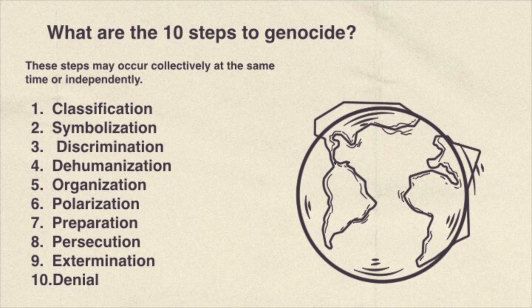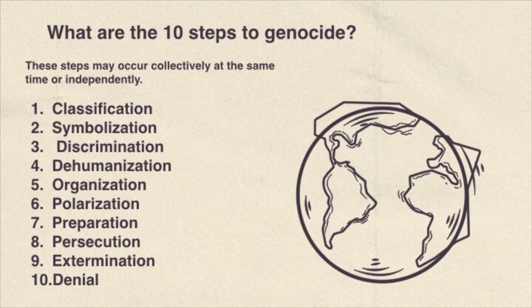The 10 steps to genocide may occur collectively at the same time or independently. They are classification, symbolization, discrimination, dehumanization, organization, polarization, preparation, persecution, extermination, and denial.